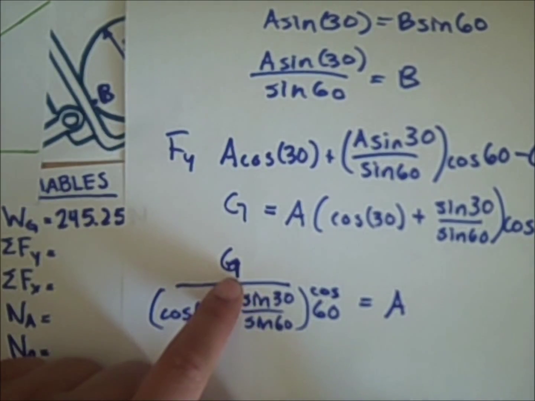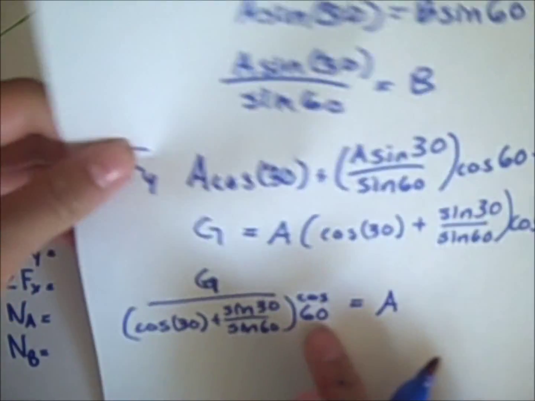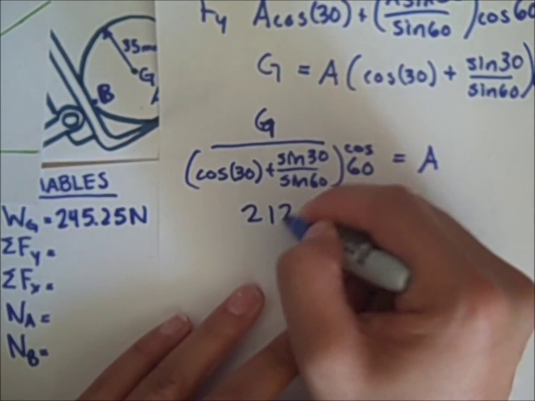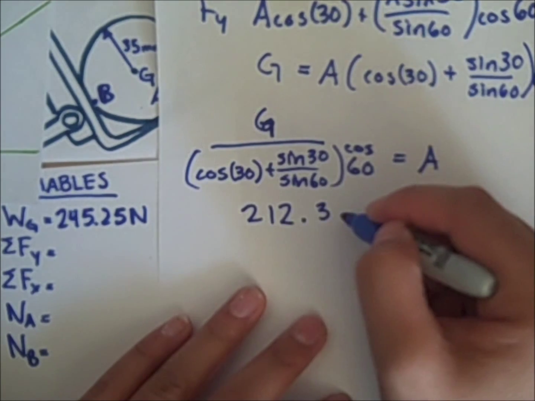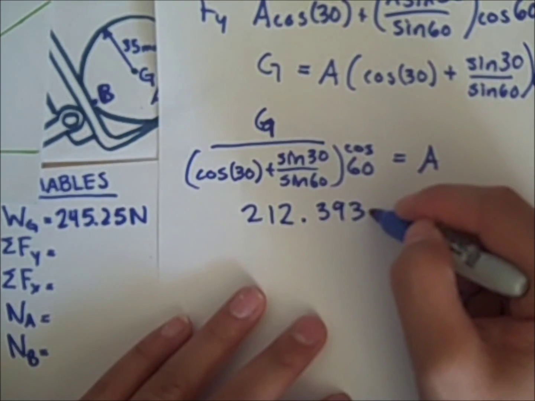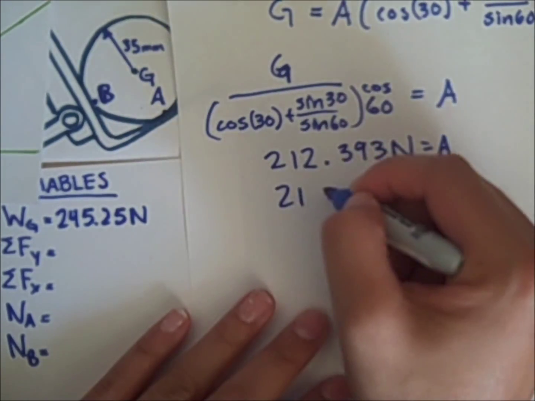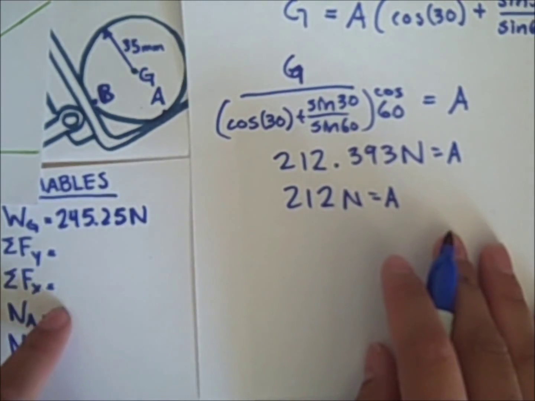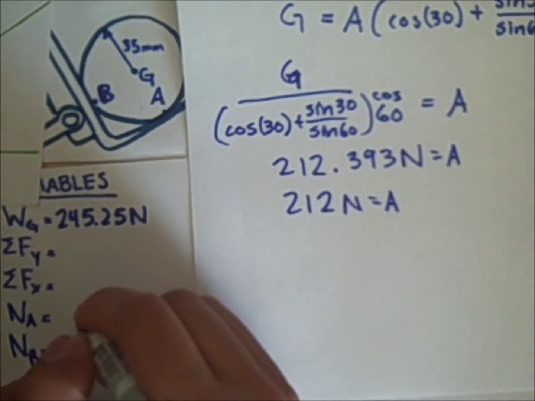So since we know G, just plug that in, divide it by all of these sines and cosines, and you are going to end up with 212.393 newtons. Put it into significant figures. You're going to get 212 newtons equals A. So we're going to plug that into our N of A right there.